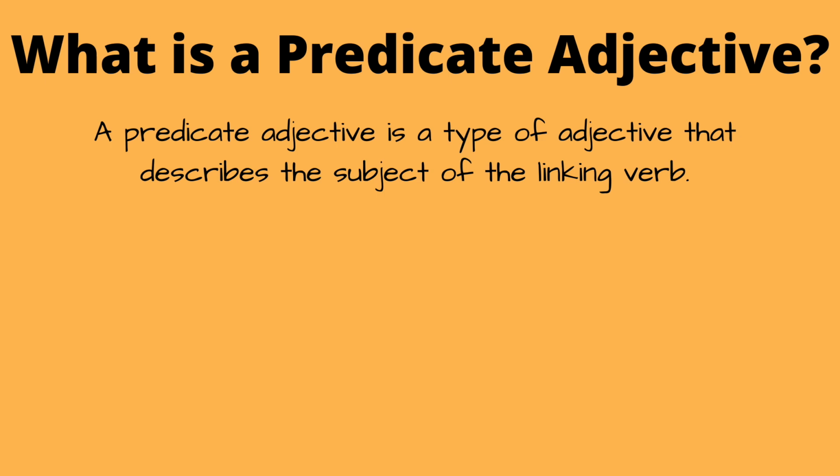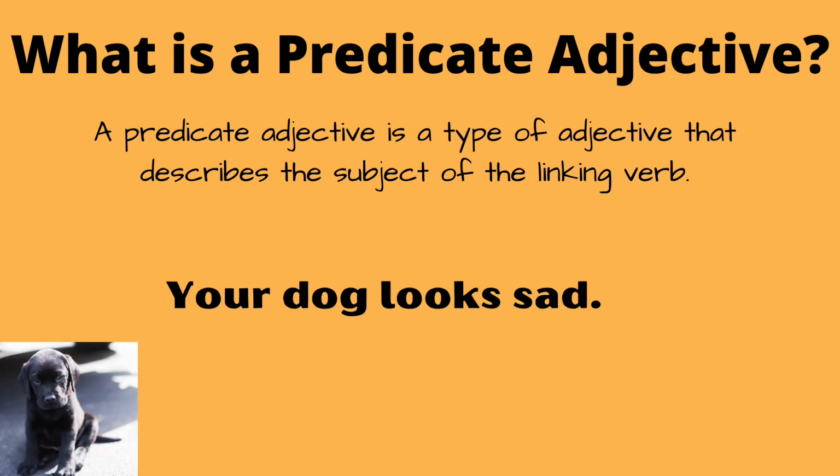In the following sentences, you will see some other common linking verbs in English, linking verbs other than be that we can use with our predicate adjectives. Your dog looks sad. Our subject is your dog. Our linking verb is looks. Notice that it is not an action verb. The verb look is just describing the appearance of the subject. And then our predicate adjective is sad, an adjective that is describing the dog.